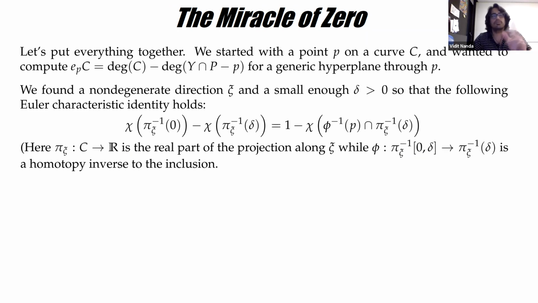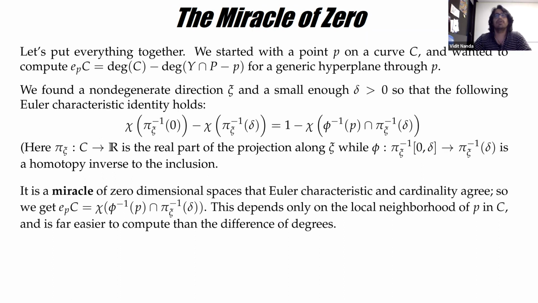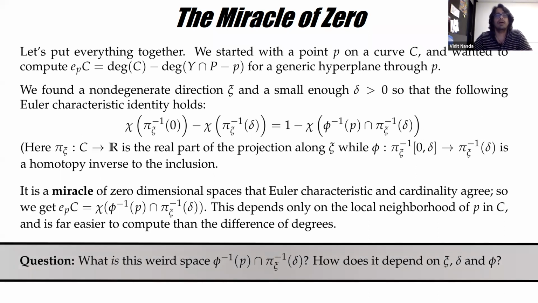And phi is just a homotopy inverse to the inclusion. And because you have a 0-dimensional space, its cardinality is the same as the Euler characteristic. And this only depends on a bit near P. And so I just want to end by explaining what this weird space is, phi inverse P intersect pi c inverse delta, and how it depends on these choices of c, delta, and phi.